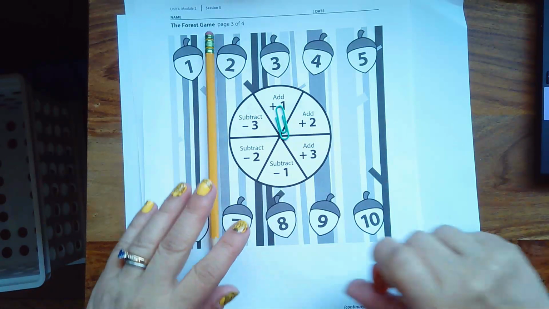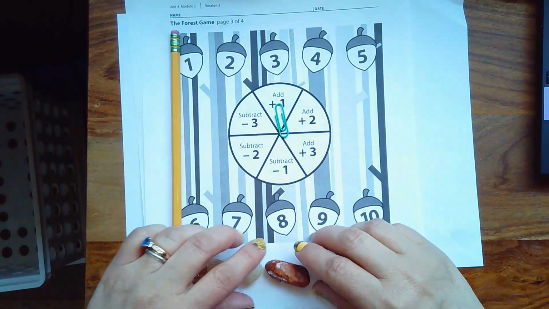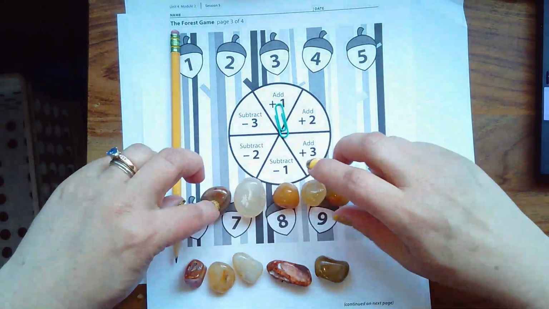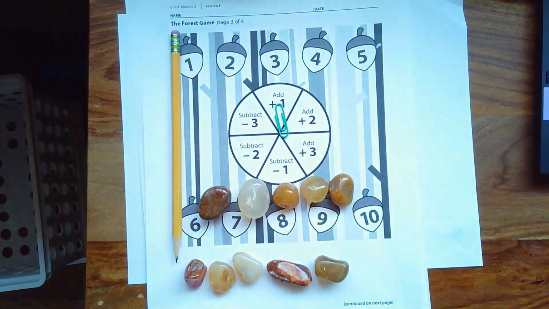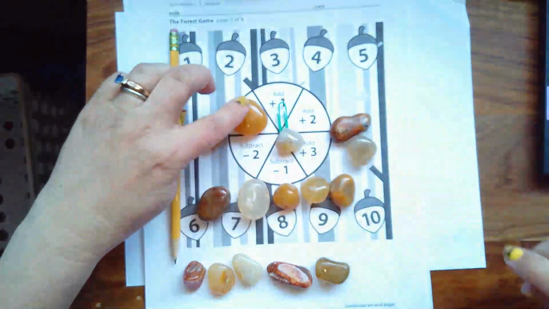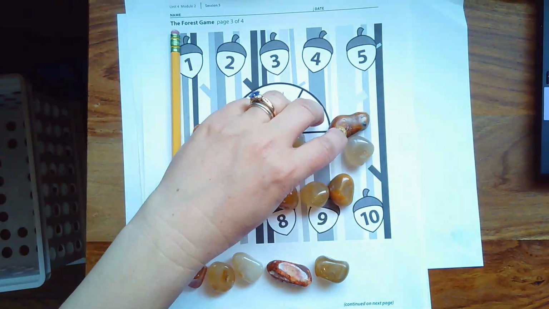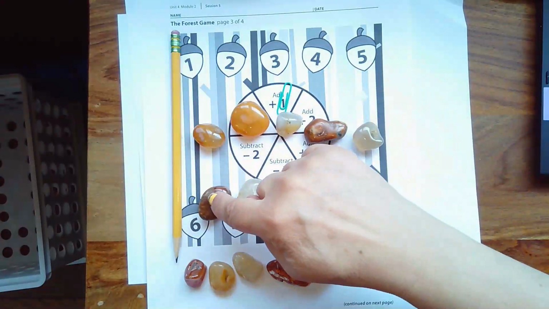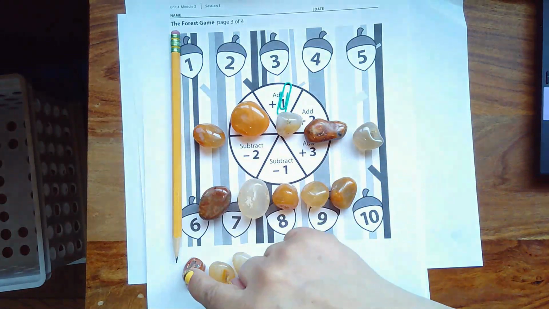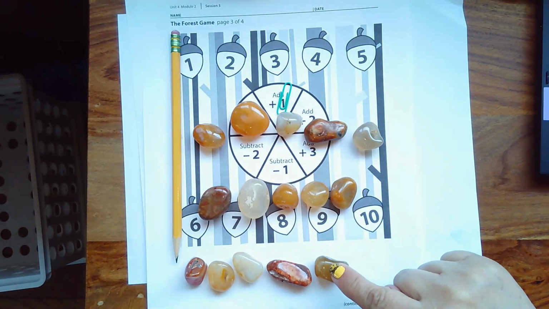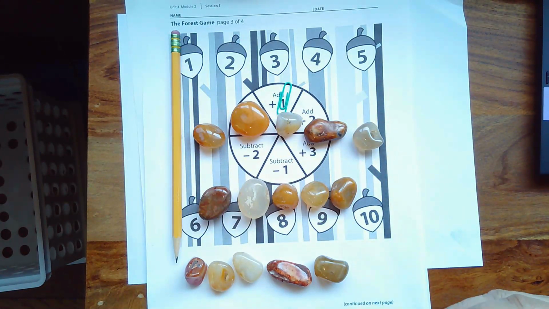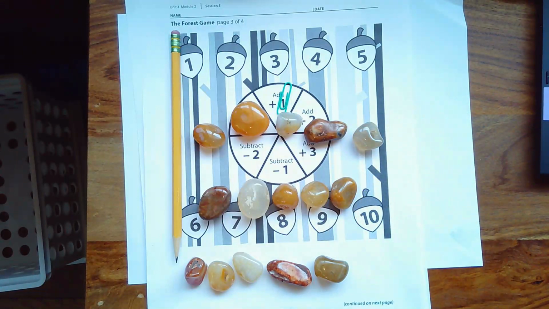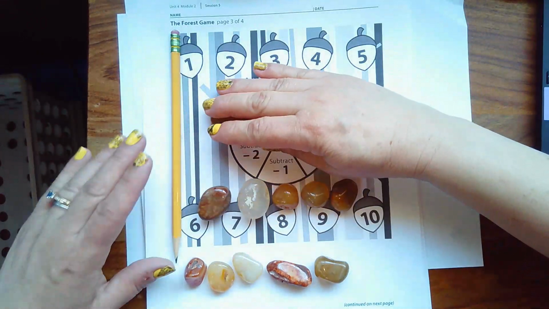3 groups of 5. So let's go ahead and build that. I have 1, 2, 3, 4, 5. Then I have another group of 1, 2, 3, 4, 5. And then I have a third group. 1, 2, 3, 4, 5. Okay, so you need 15 items. Let's count all the way to 15. 1, 2, 3, 4, 5, 6, 7, 8, 9, 10, 11, 12, 13, 14, 15. You could also count by 5s, couldn't I? 5, 10, 15.